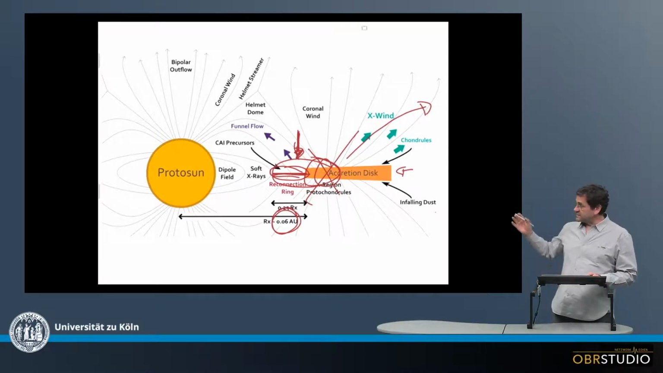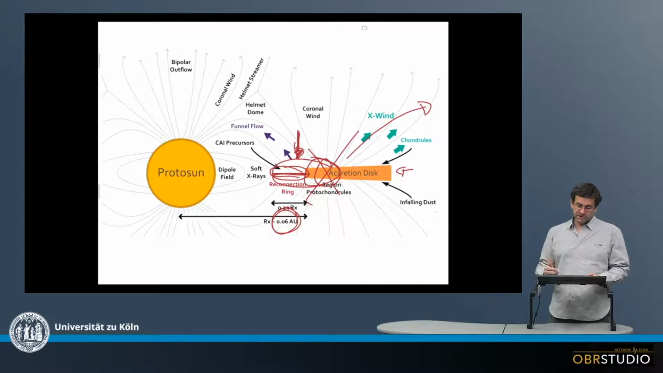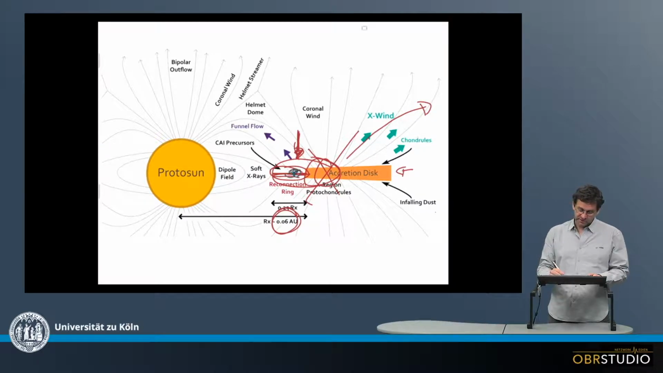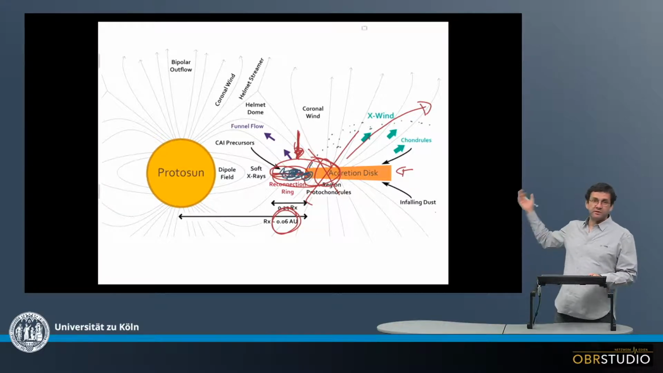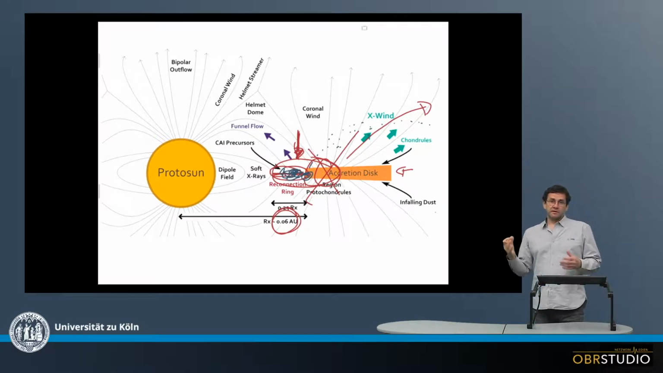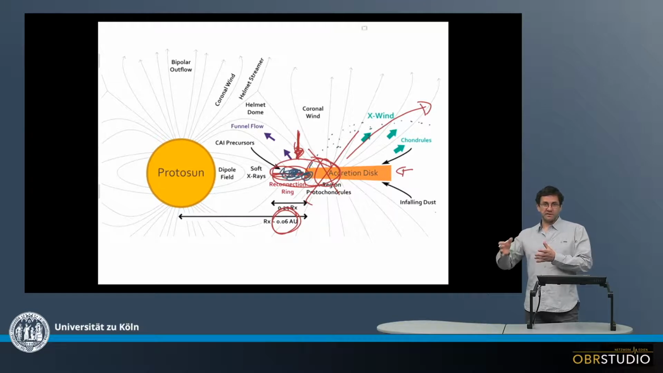So the suggestion from this model is that chondrule precursor material that is in the X region here is processed, and then chondrules are transported with the X-wind over the protoplanetary disk into the outer regions of the solar system, where it rains down again and is mixed together with fine-grained material that then forms matrix material, and together fine-grained matrix material plus chondrules then form the chondrites.